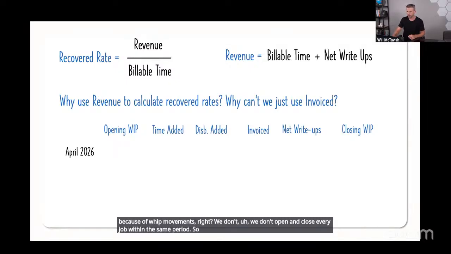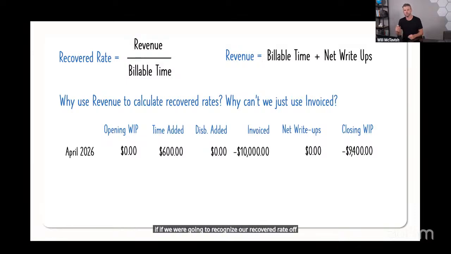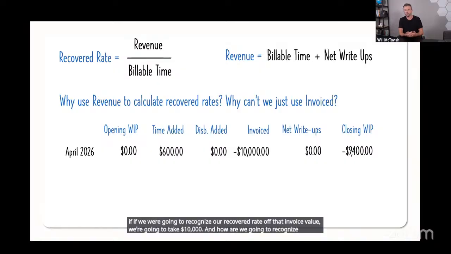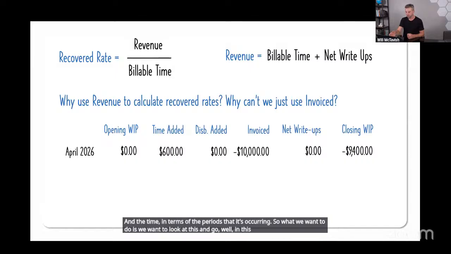So let's say that we have a job here, and in April 2026, we open the job. We had $600 of time to the job. We invoice $10,000. So it gives us closing WIP of negative $9,400. Now, I'd ask you, in this month, if we were going to recognize our recovered rate off that invoiced value, we're going to take $10,000. And how are we going to recognize a rate on that? Who's going to get that $10,000 of revenue? It's very, very difficult, right? Once you start having misalignment of the invoices and the time in terms of the periods that it's occurring. So what we want to do is look at this and go, well, in this month, our revenue is actually $600. We've created $600 of value.